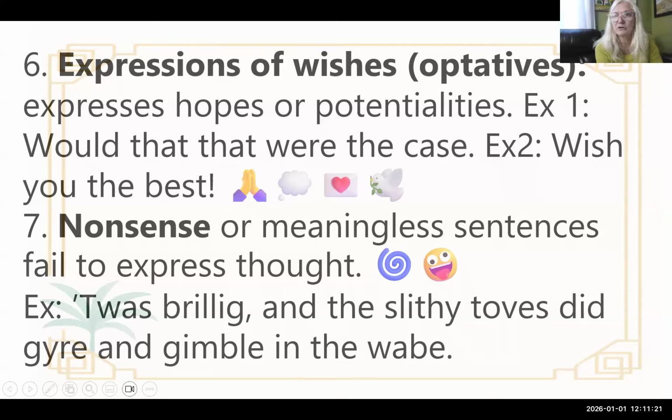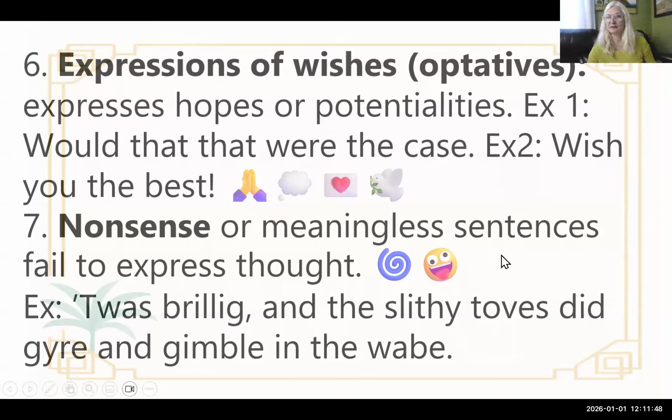So it's interestingly similar to a suggestion or an imperative. First, you can do something like wish you the best or wish you were here. These are expressions of wishes. More complicated ones that we see, particularly in Southern culture, are things like would that were the case. This is again an expression of an optative.